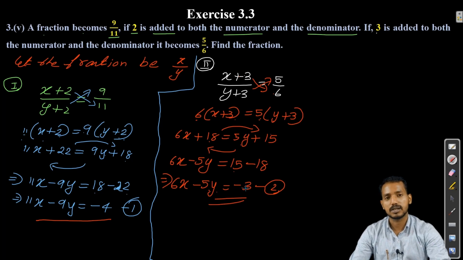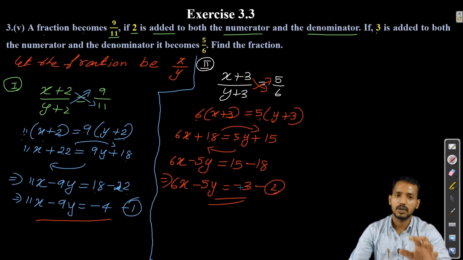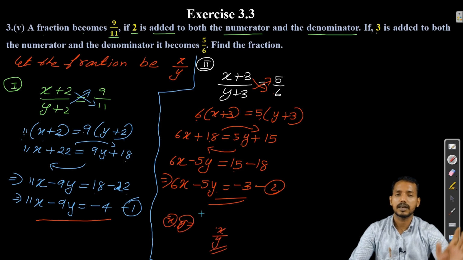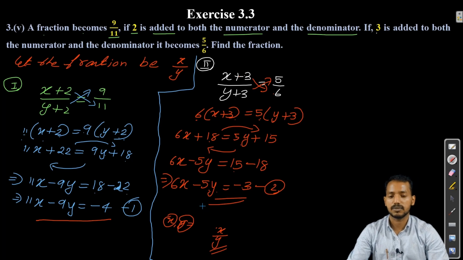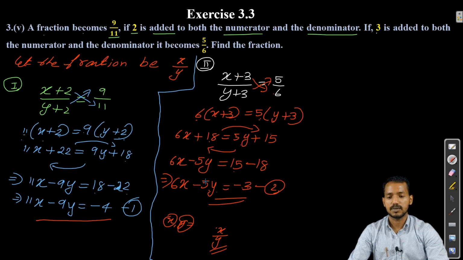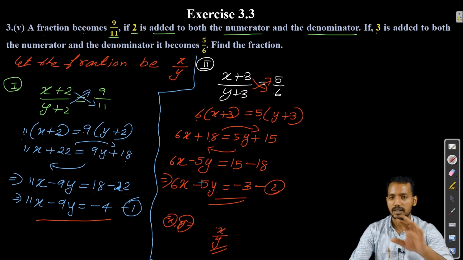Just solve these equations by the substitution method and you will get the fraction. After getting the values of x and y, suppose you got x equal to one value and y equal to another value, then put it in the form x by y. You will get that fraction. Try it yourself. I have already discussed some questions on how to solve equations by the substitution method, so now you can practice it and get familiar with the substitution method.